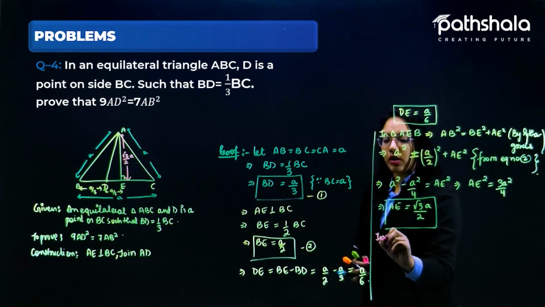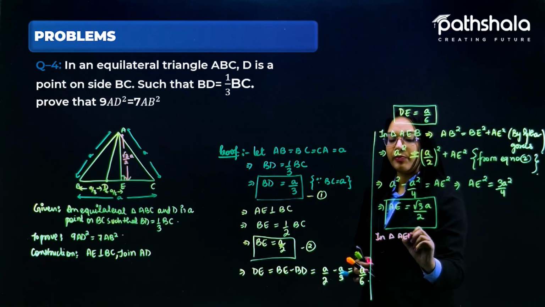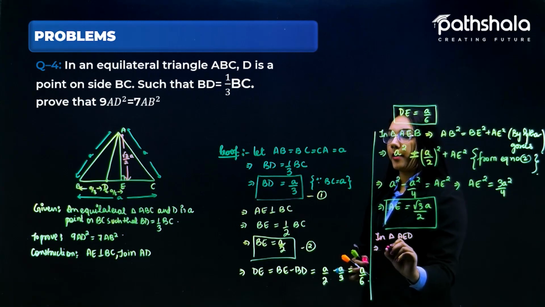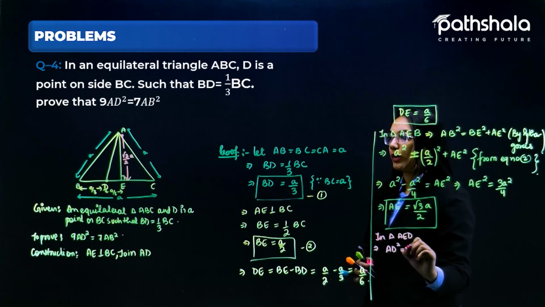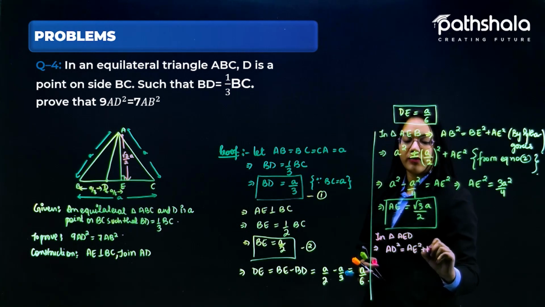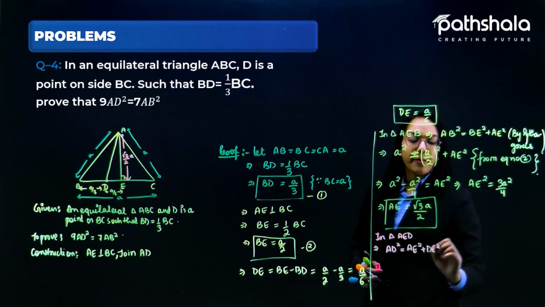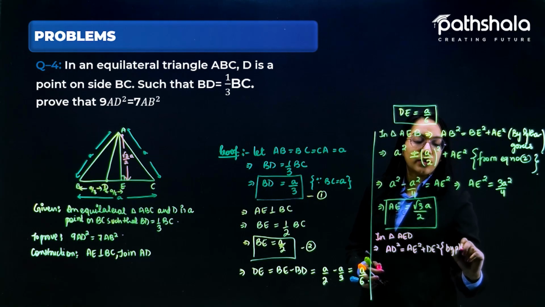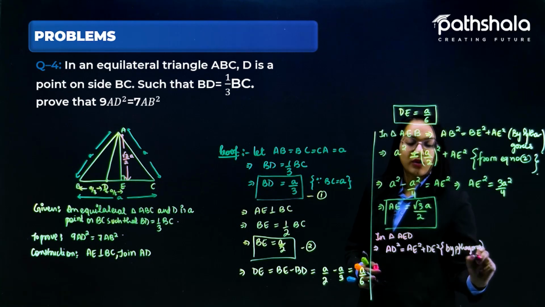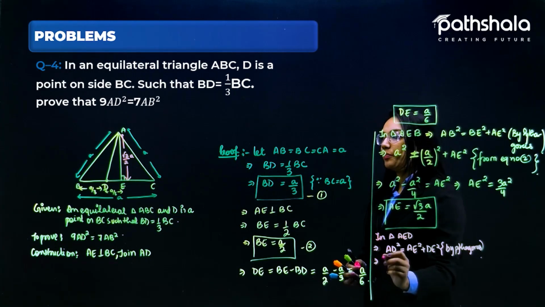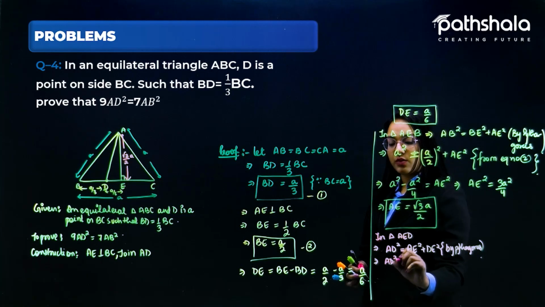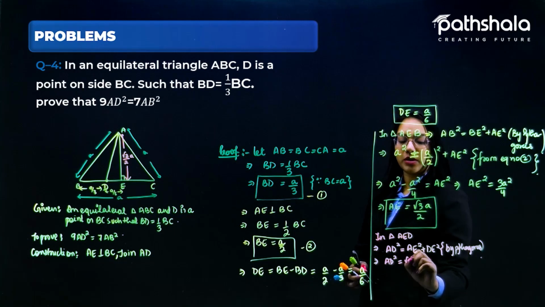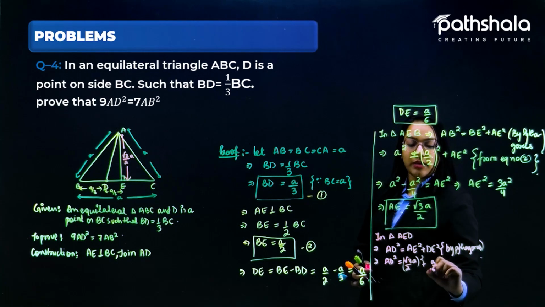So let us suppose I'm talking about inner triangle AED. We know that in triangle AED we can apply the Pythagoras theorem as AD square equal to AE square plus DE square. We can say this by the Pythagoras theorem. Let's just plug in all the values over here. We don't know AD square, but we have the value of AE square, which is nothing but (root 3 by 2 A) whole square, plus DE, and DE is nothing but (A by 6) whole square.